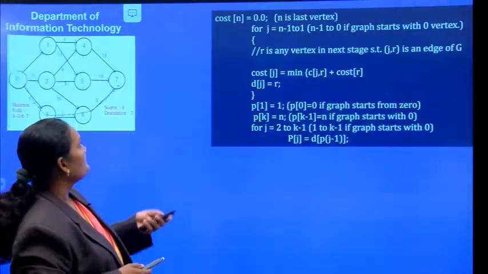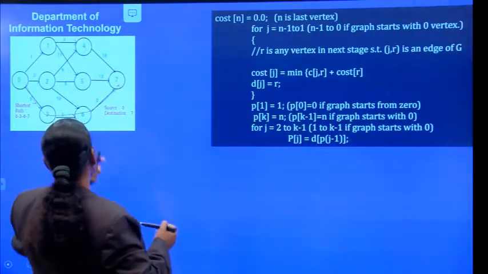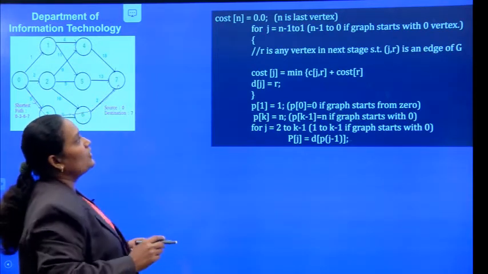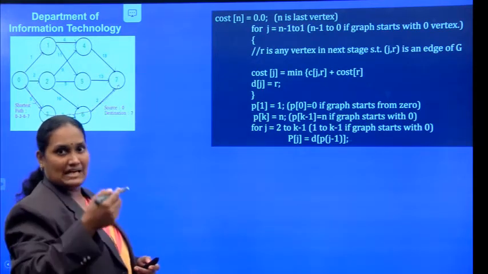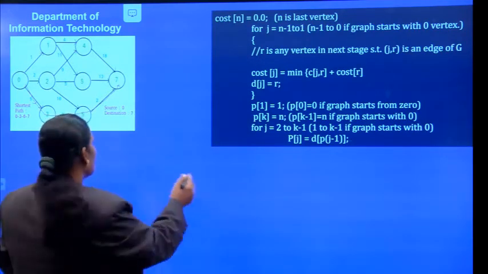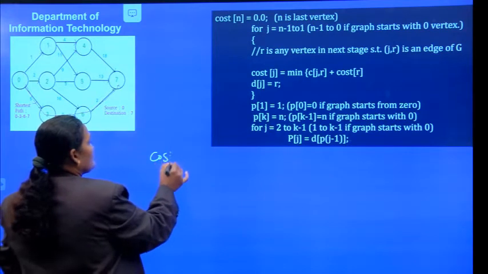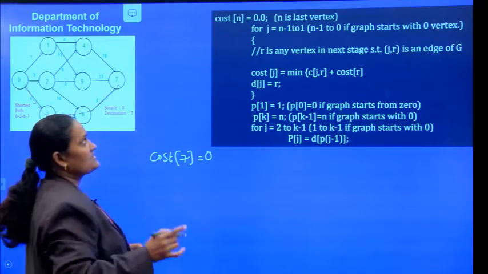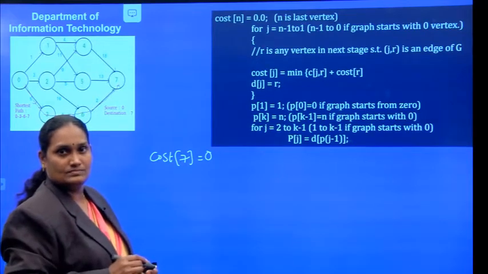Now, let us see here. For this graph, cost of n is equal to 0. Since my graph starts with 0, I take the last vertex as n. So what do I need to take? Cost of 7 is equal to 0.